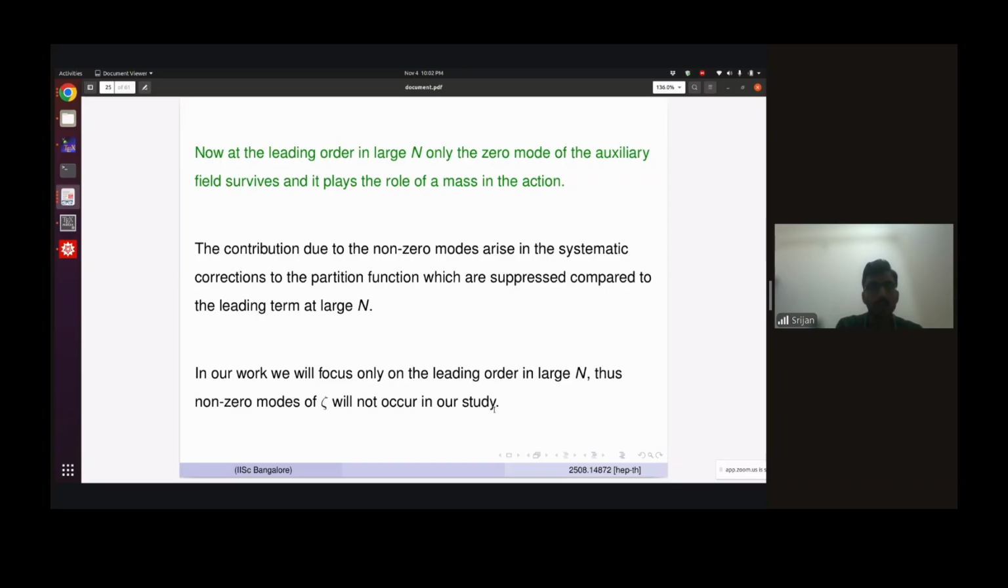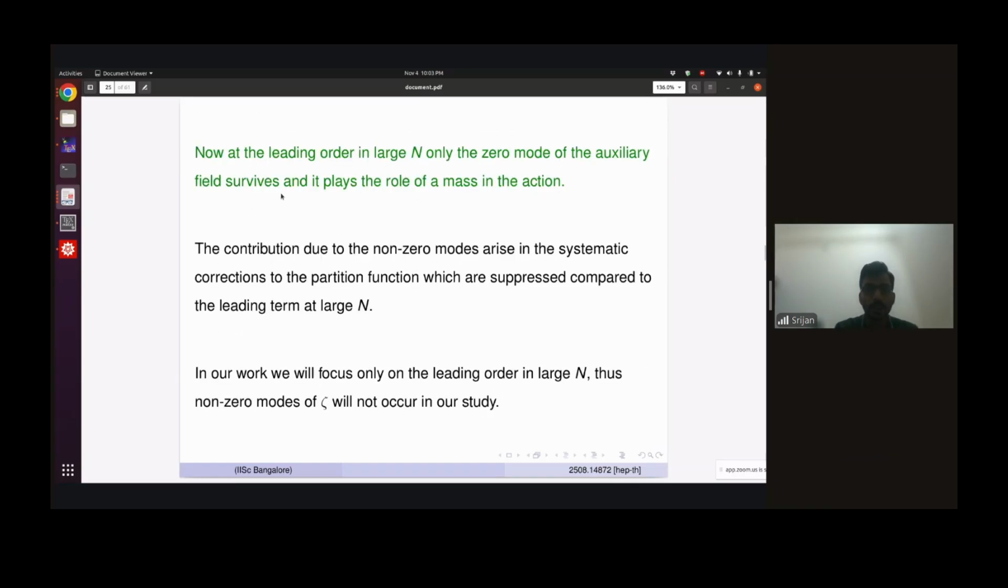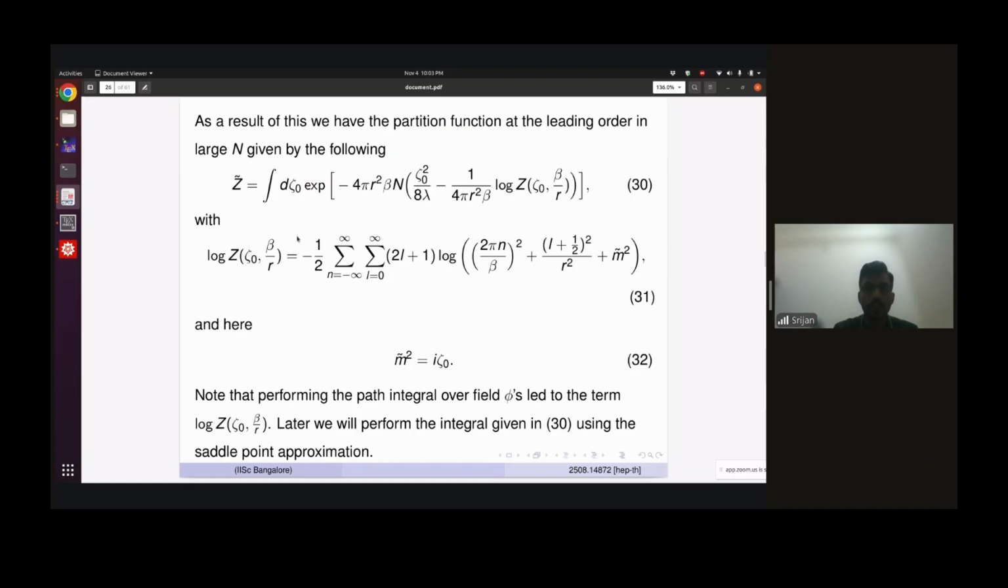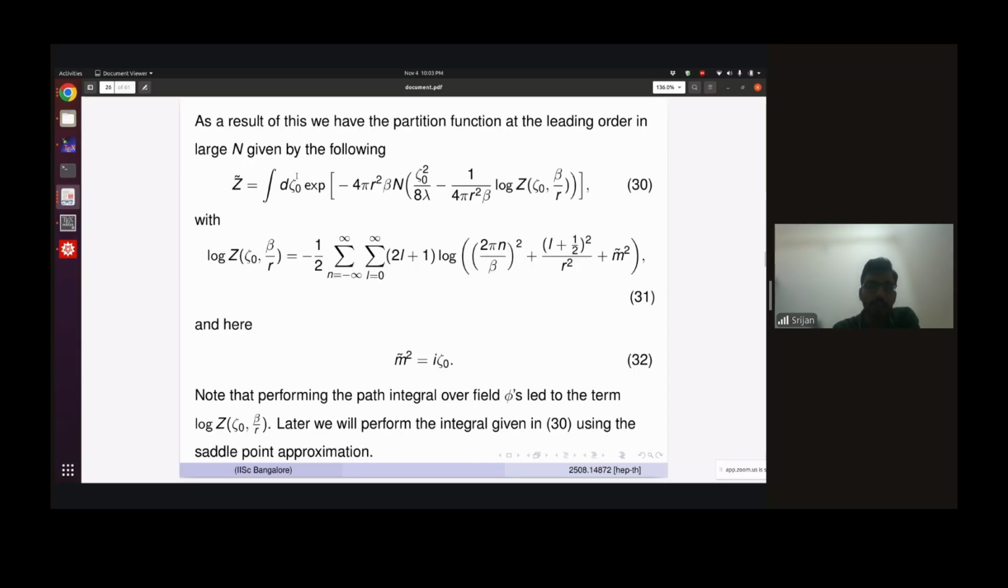Okay. So then we just evaluate the path integral, and we can find this z tilde, the partition function, to be this, where this log z part you can think of as the partition function of a massive scalar. So m tilde square is i zeta naught. This mass is related to the zero mode of the auxiliary field.